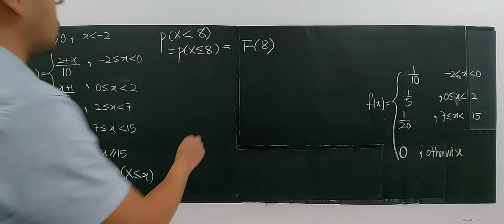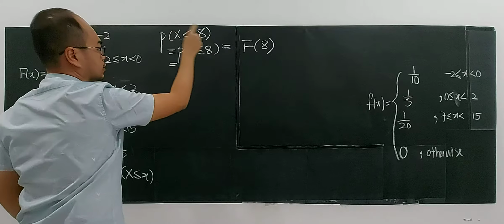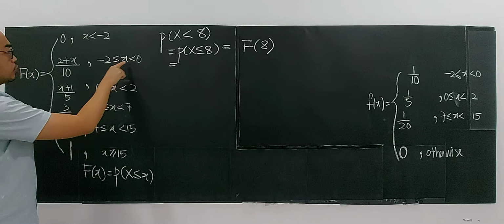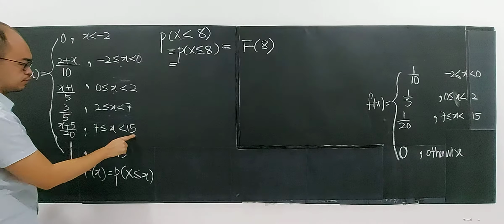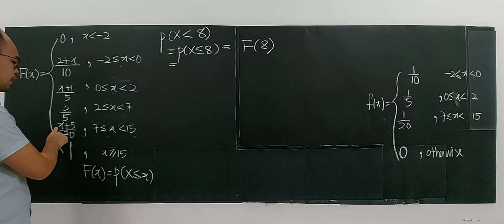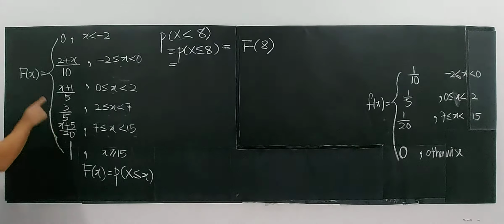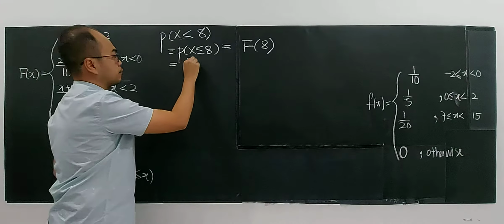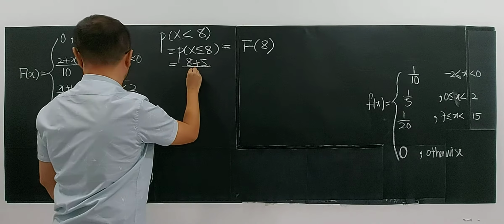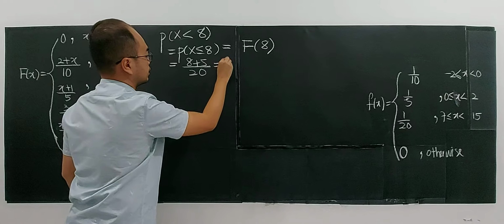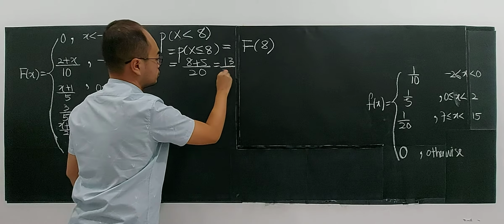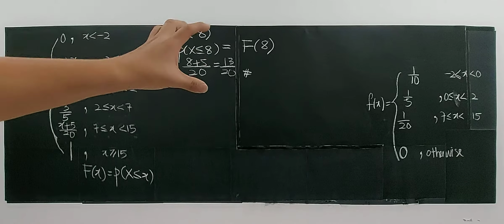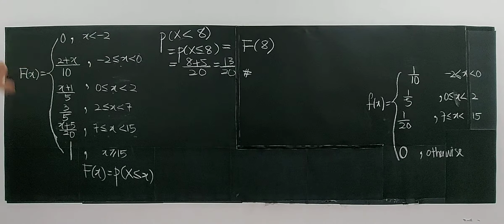So very simple. How to evaluate the probability for this interval? You can look at this: 8 is between where? Not this, not this, not this. Yes, this one, between 7 and 15. Then you put the value of 8 here. If you're using the cumulative, you just directly substitute. You take 8 plus 5 over 20, so you get 13 over 20. This is your probability. Very fast and very efficient if you're using the cumulative.